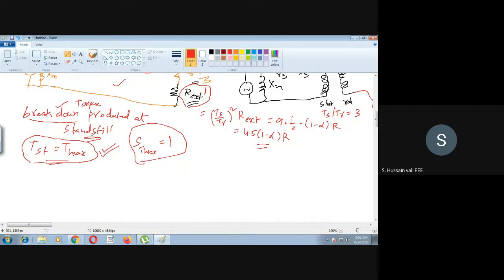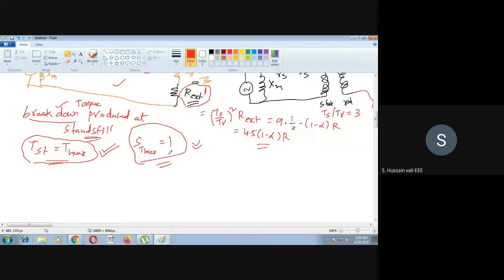He said that at standstill you are getting maximum torque, in the sense that the maximum torque occurs when the slip is equal to 1. So this is another clue we got here. From this statement we are getting two equations. One is starting torque is equal to maximum torque. Second, the slip at which maximum torque occurs is 1, because he said it is standstill. Using this, we will go through some equations which we require to solve these things.